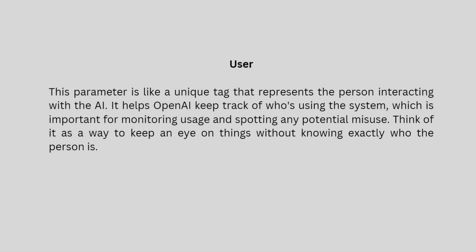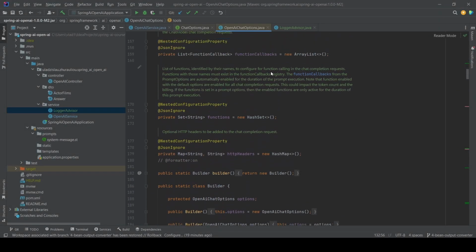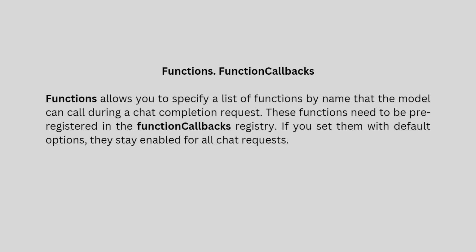Next one is user. This parameter is like a unique tag that represents the person interacting with the AI. It helps OpenAI keep track of who is using the system, which is important for monitoring usage and spotting potential issues. Think of it as a way to keep an eye on things without knowing exactly who the person is. Next is function callbacks and functions. Functions allows you to specify a list of functions by name that the model can call during a chat completion request. These functions need to be pre-registered in function callbacks. So if you set them with default options, they stay enabled for all chat requests. And this I will explain in the next video.